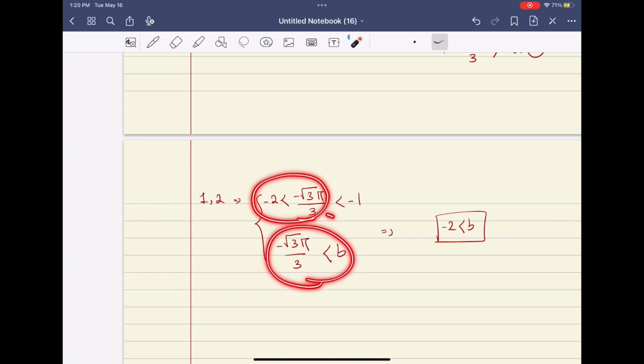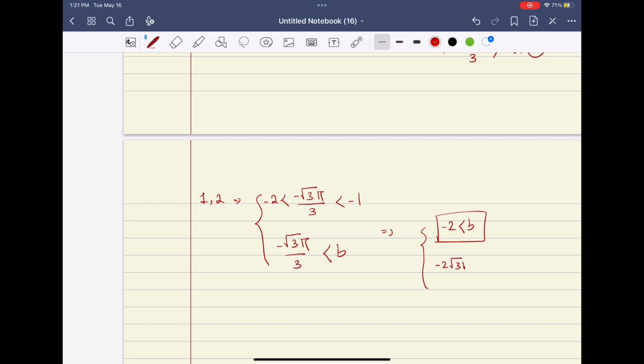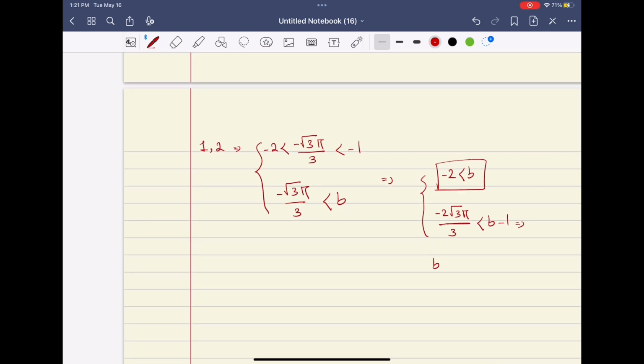But what if we sum up the two inequalities? Are we going to get anything new? So we are going to sum up the right part of the first one and the whole thing of the second one. So it's going to be -2 root 3 pi over 3 less than b minus 1. So b would be greater than 1 minus 2 times root 3 over 3 times pi. But what is that number exactly? 1 minus 2 root 3 pi over 3.